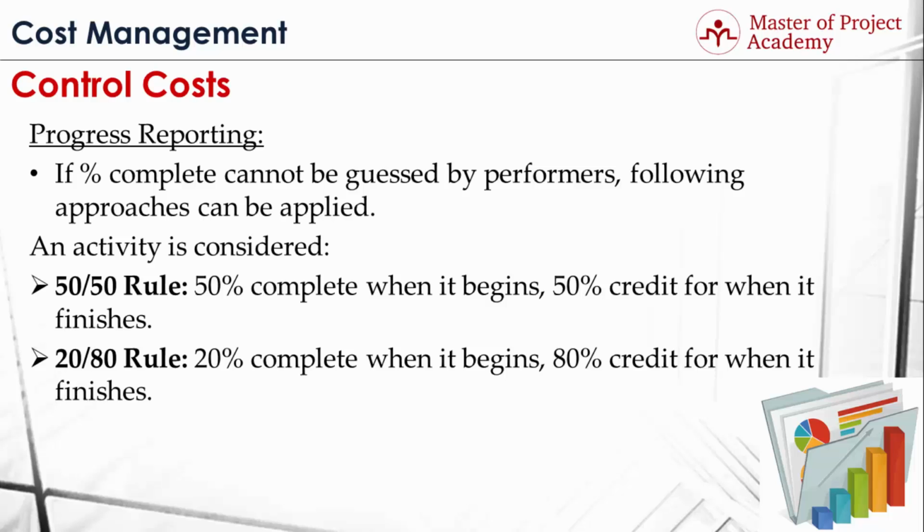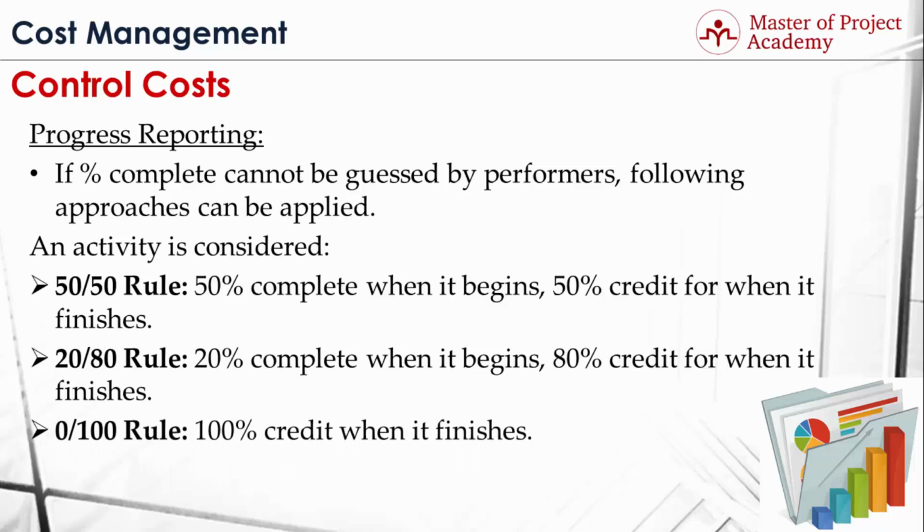And the last approach is the 0-100 rule. In this approach, an activity is considered 100% complete only when it finishes. So you do not mark any percent complete for an activity when it's started, so it is still 0%. You mark an activity as 100% complete only when it's completed.